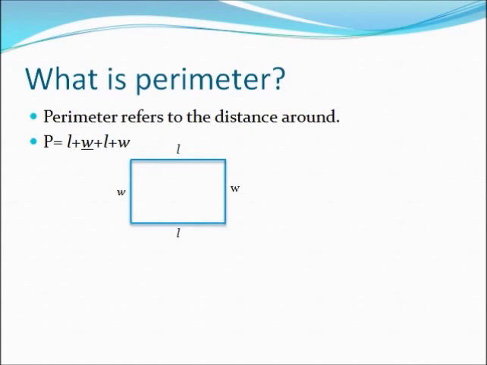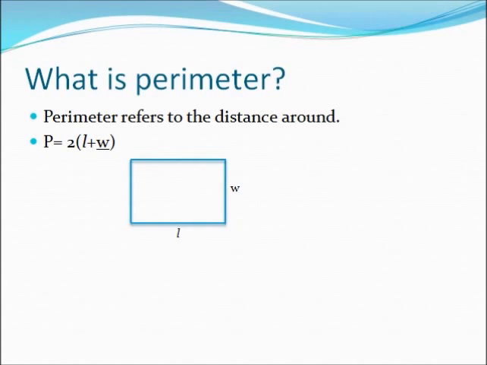Now I've labeled each side with letters. What do we know about rectangles? Rectangles have two parallel sides each, and those parallel sides are the same length. So I have a length of L. The parallel side is also L because it will be the same. And then I have a length of W, and the opposite side is W because they're the same length. So the perimeter for this rectangle would be L plus W plus L plus W.